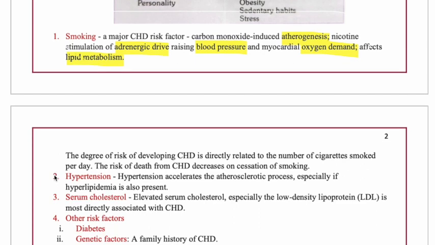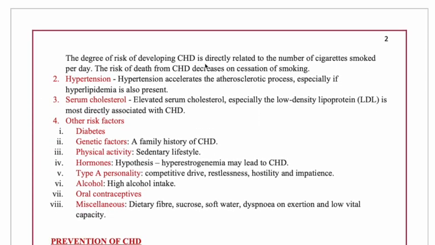The degree of developing CHD is directly related to the number of cigarettes smoked per day. Also, the risk of death from CHD decreases on cessation of smoking. So it can be reversed. The risk factor level can be reversed in a person if he quits smoking.